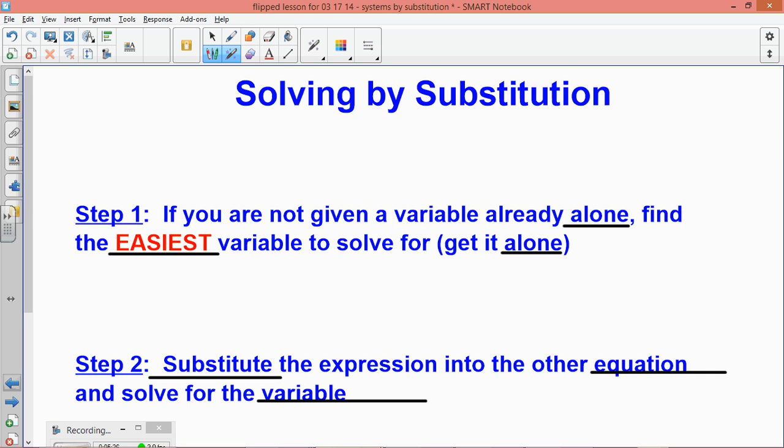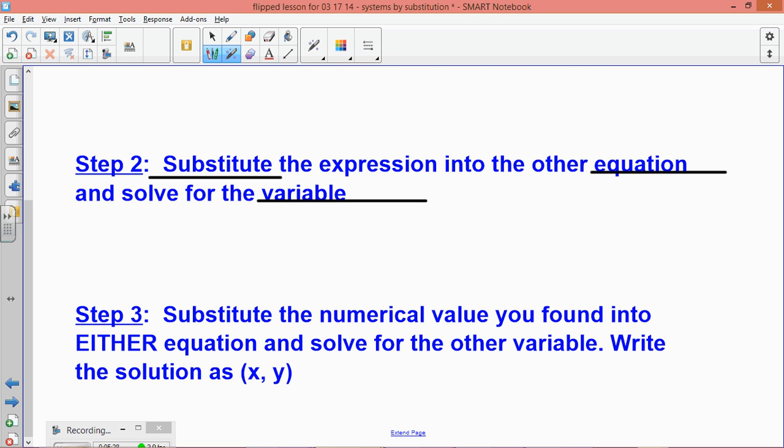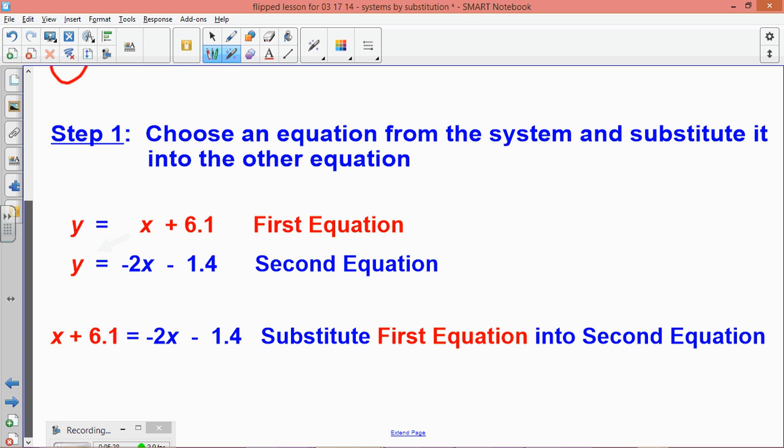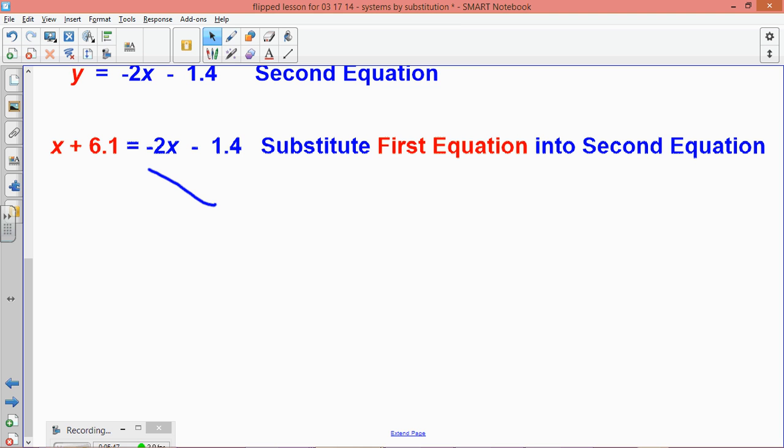So now let's go back to step 3 on your previous page. Substitute the numerical value you found into either equation. Oh, I'm sorry. We have not finished step 2. I'm jumping ahead. Once we do this, we need to solve this equation. Let me see if it's actually here or not. No, it's not. So I get to do this by myself.